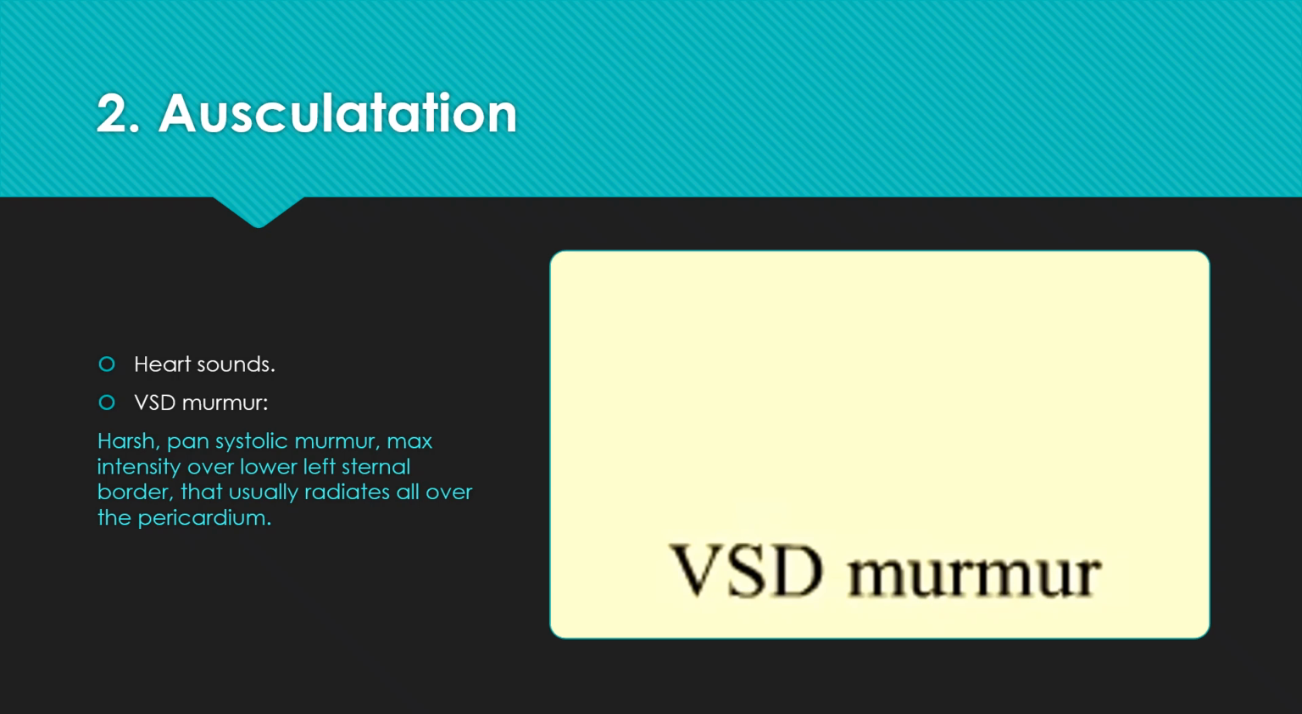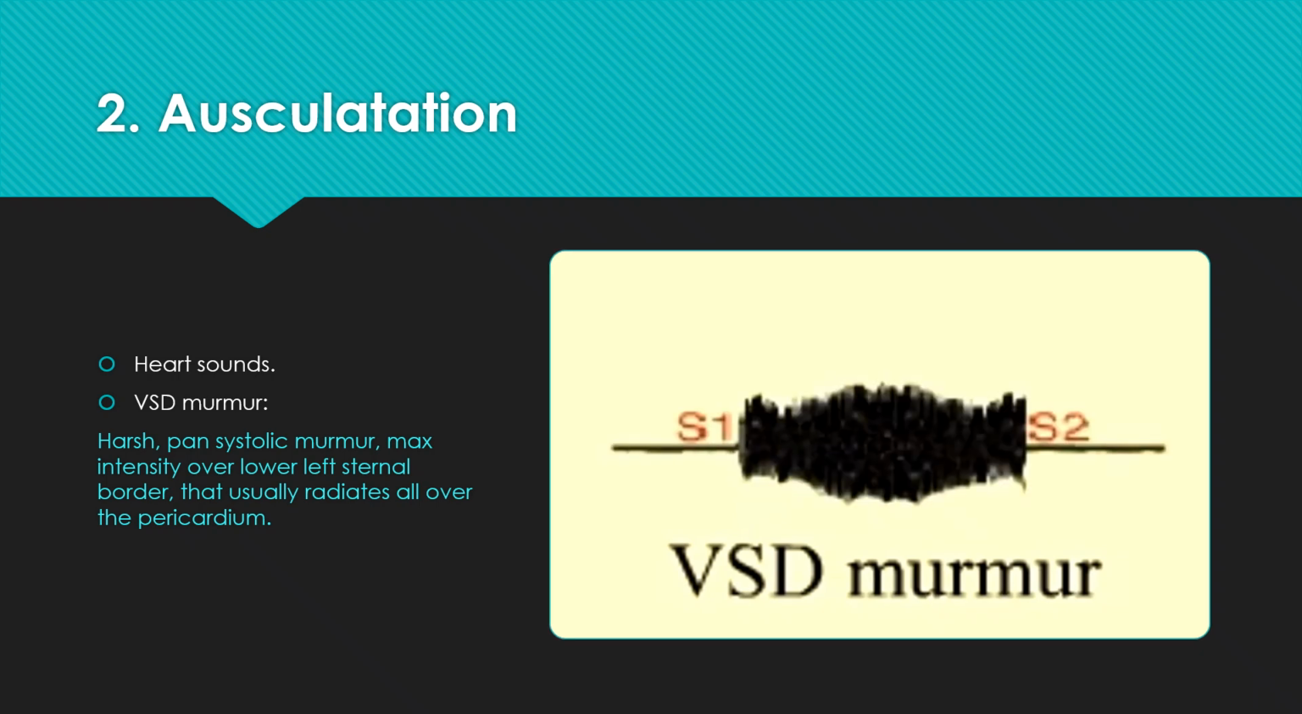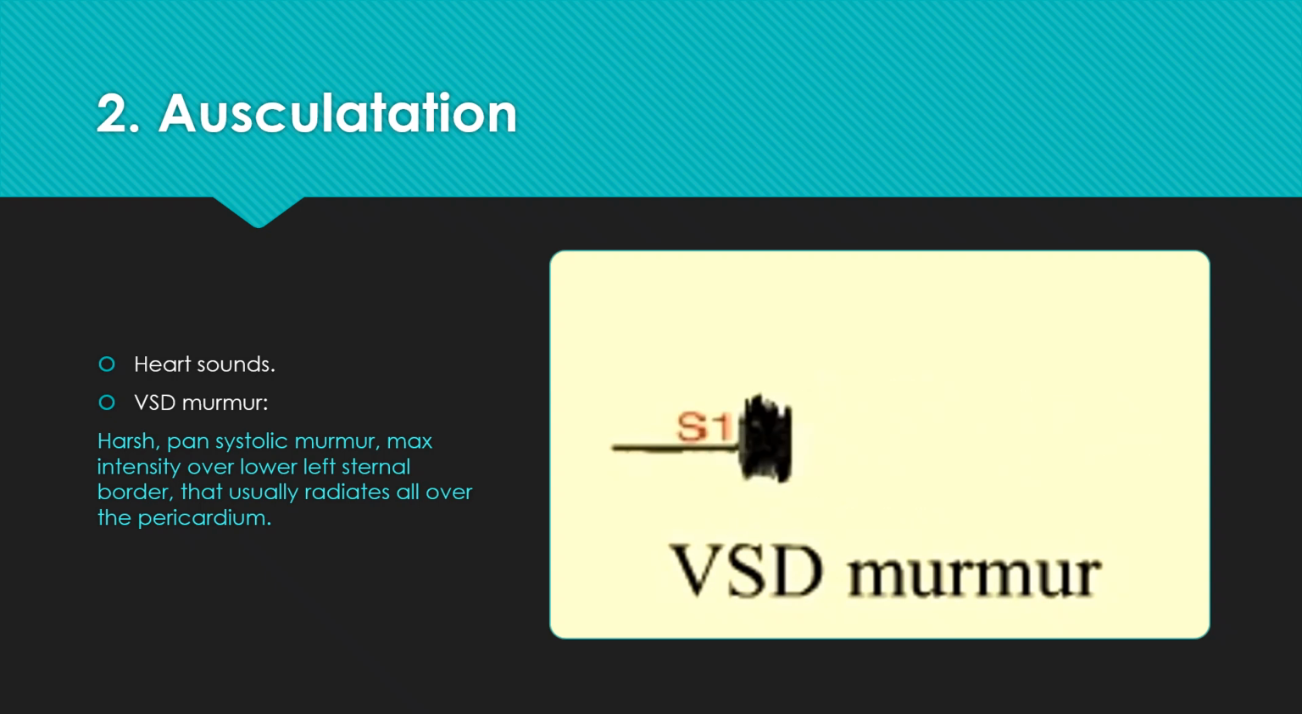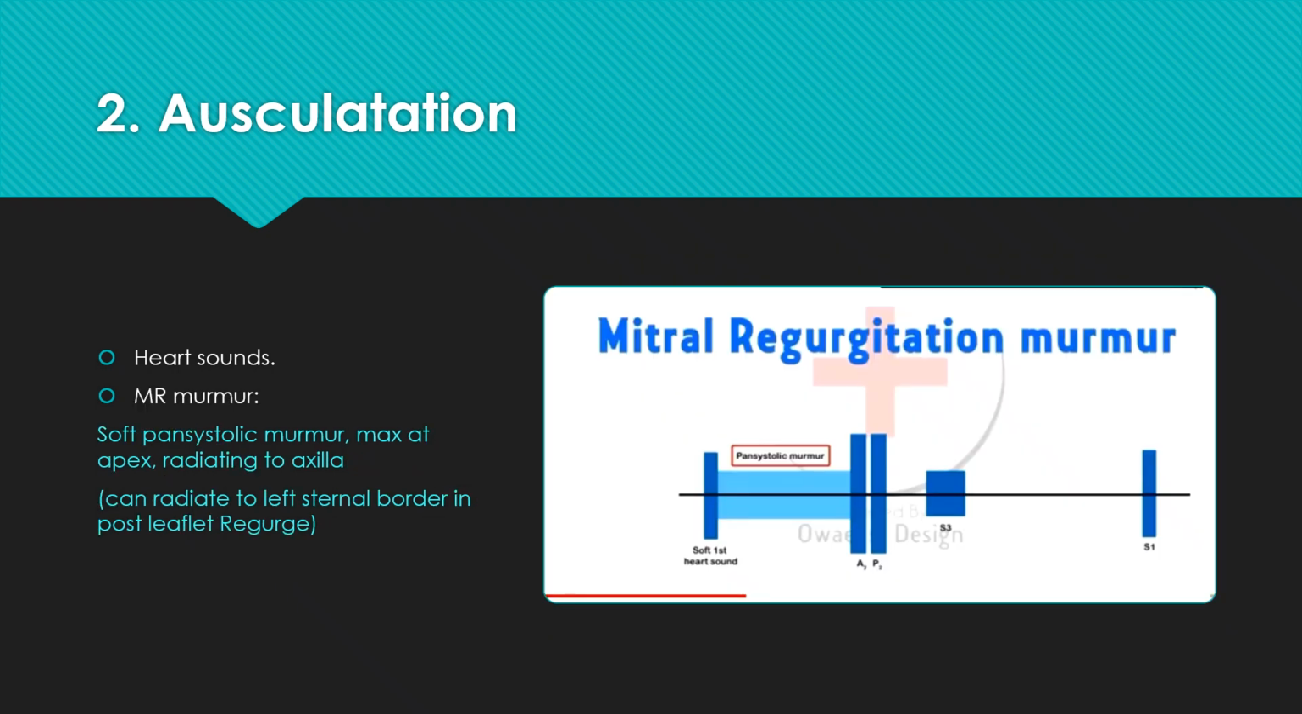One example is the VSD murmur, which is a harsh pansystolic murmur heard maximally over the lower left parasternal border and usually radiates all over the pericardium. Another systolic murmur that can be heard is the mitral regurgitation murmur, which is a soft pansystolic murmur heard maximally over the apex and radiates to the axilla.